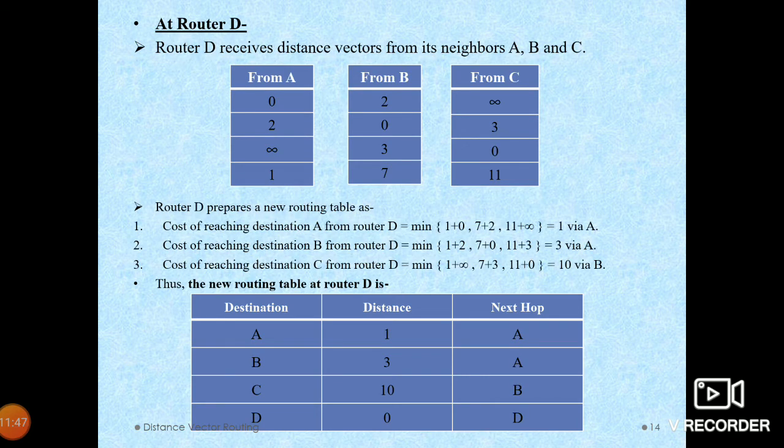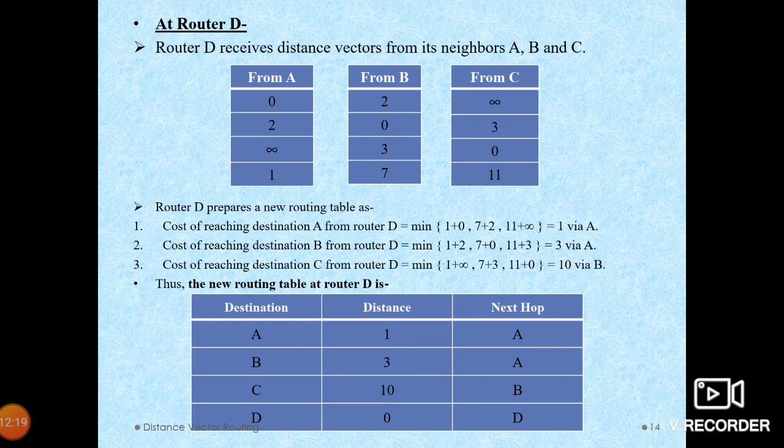Similarly, we need to find the routing table at router D. So D is the source, and while reaching destination A, the minimum path is 1 plus 0, 7 plus 2, and 11 plus infinity. So 1 is the minimum cost via A, which has a direct link. And reaching destination B, 1 plus 2, 7 plus 0, 11 plus 3. So 1 plus 2, that is 3 via A.